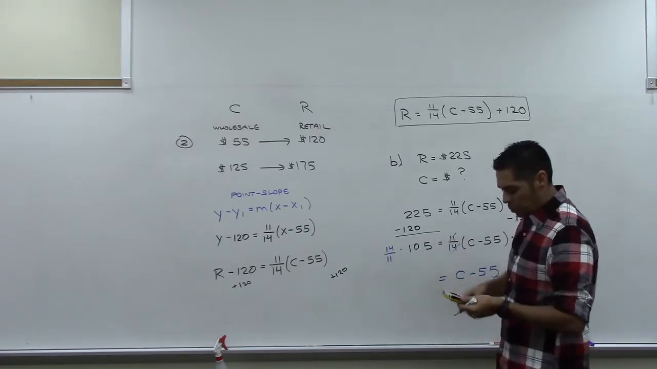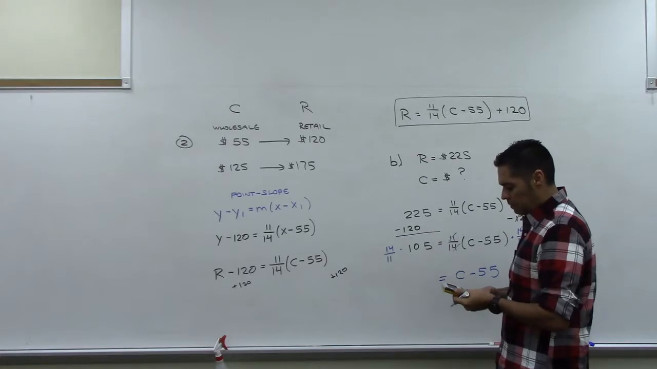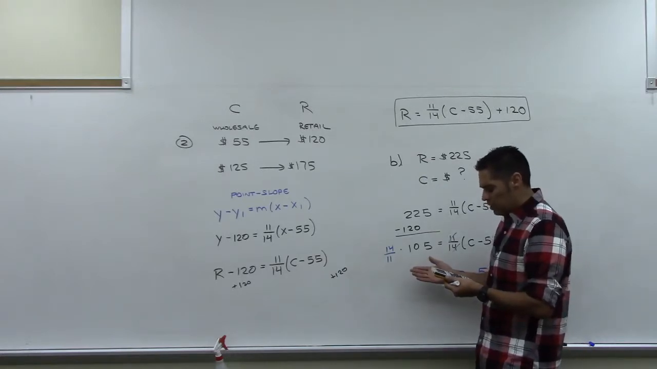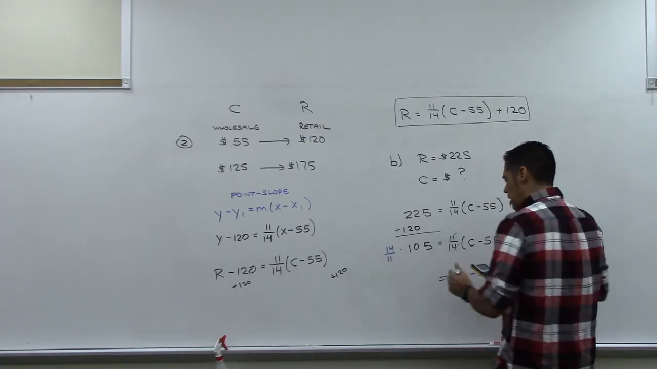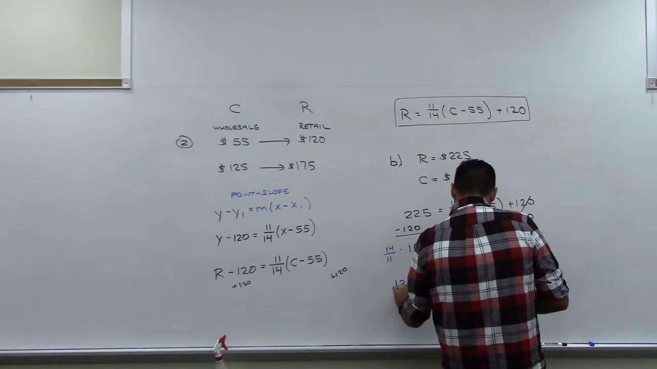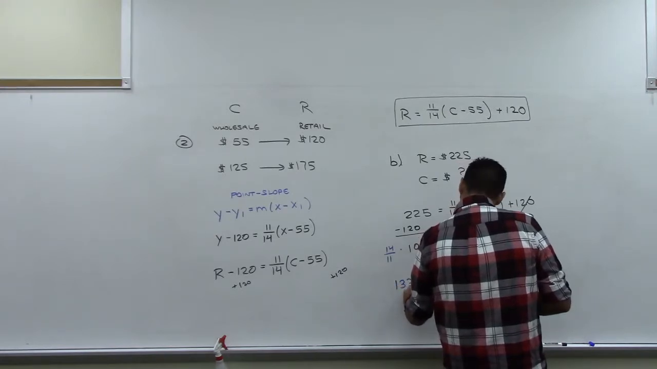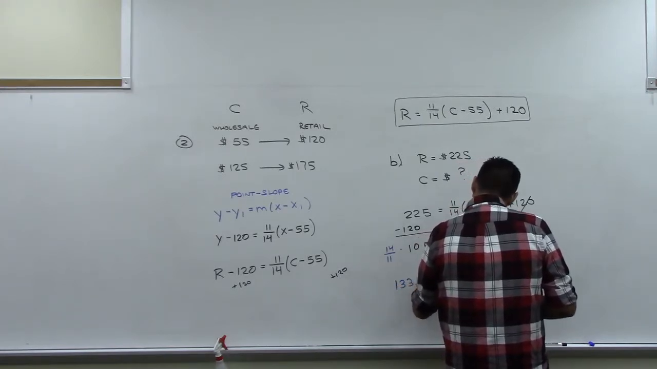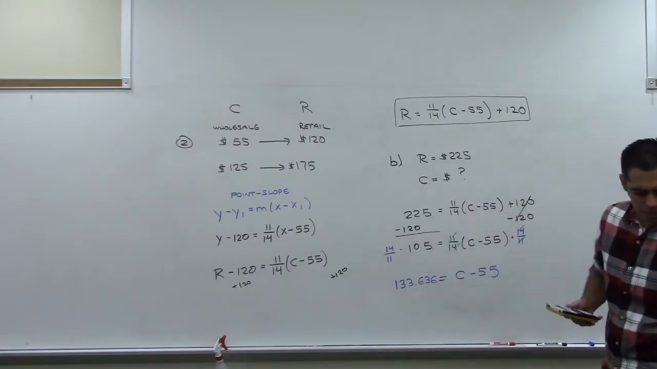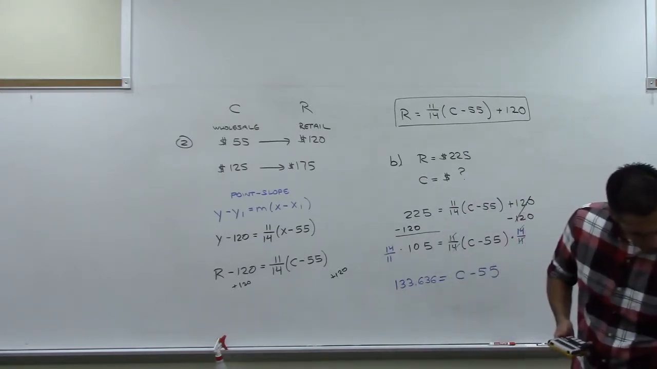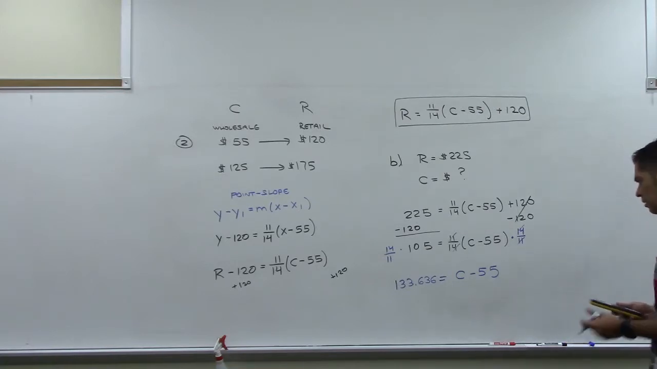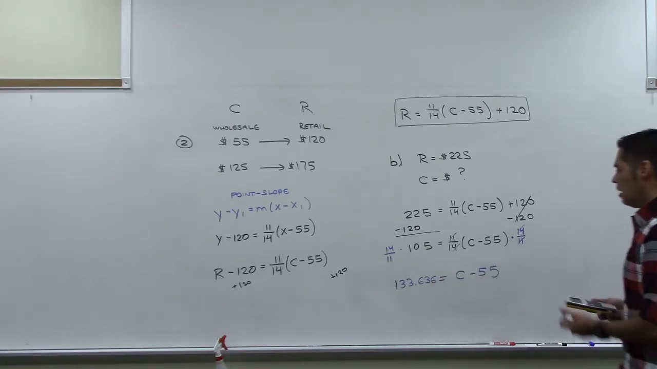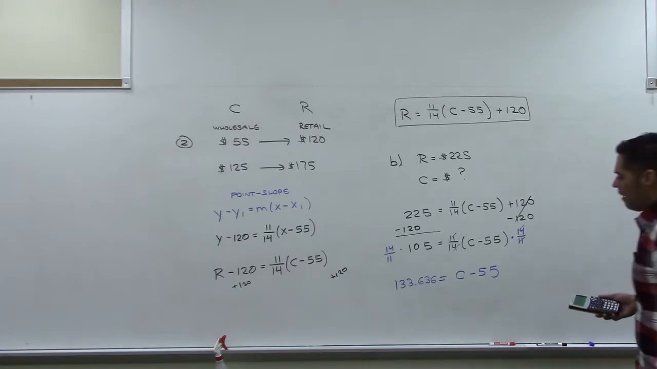Over here, I have to do 14 divided by 11 on my calculator, which gives me like 1.272727, and then multiply that times 105, and I get about 133.636. I'll just stop there. That's good enough, because they want us to round to the nearest round. Do they say round? Oh, to the nearest dollar. Okay, so yeah, that's plenty of rounding here. And now what I'll do is add 55 to both sides.